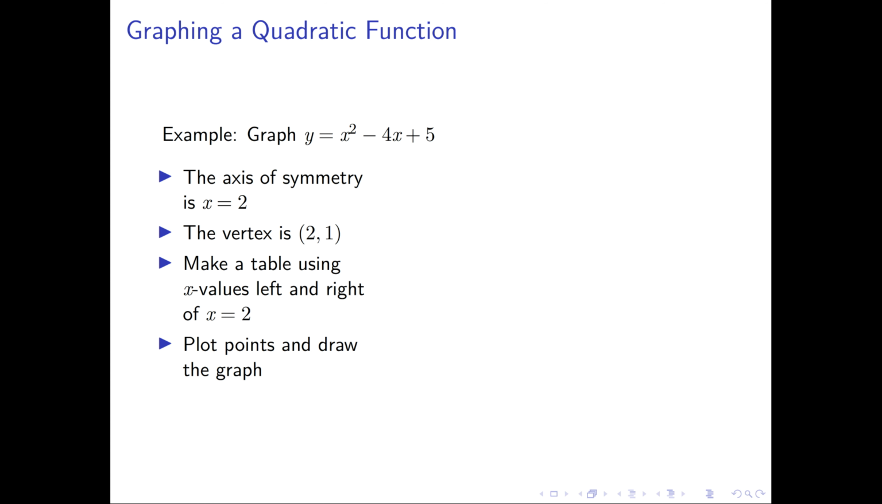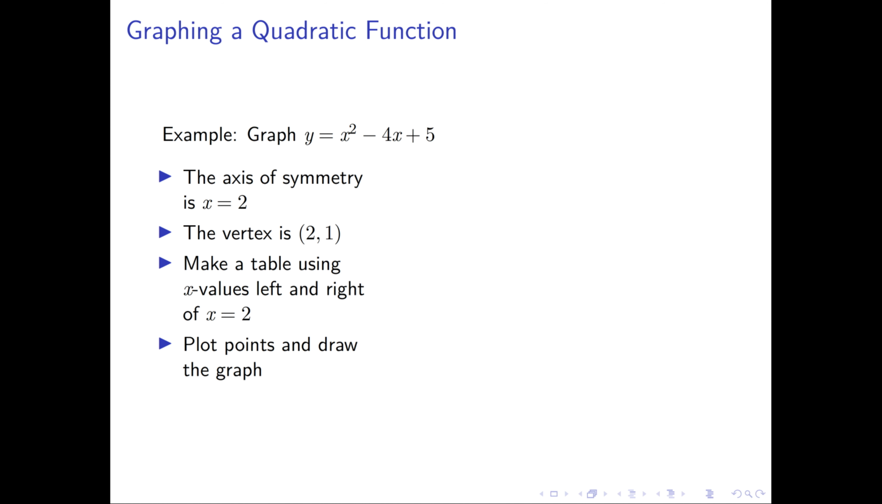Now, graphing a quadratic function is very similar to what we've already seen. We're going to use this example, graphing y = x² - 4x + 5. The axis of symmetry is x = 2. The vertex is (2, 1). And you can work that out for yourselves.